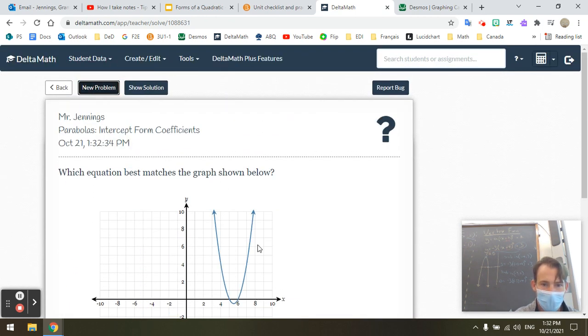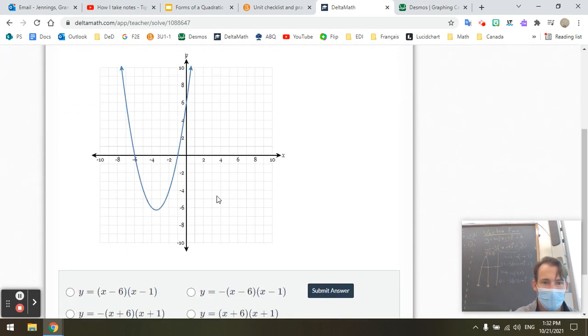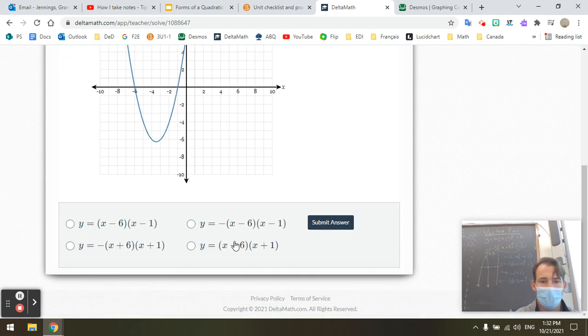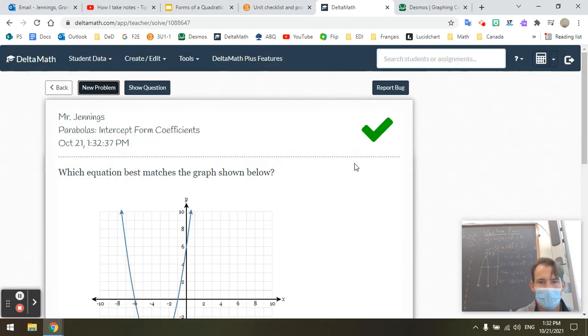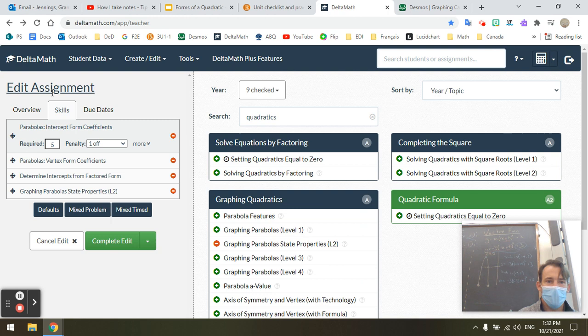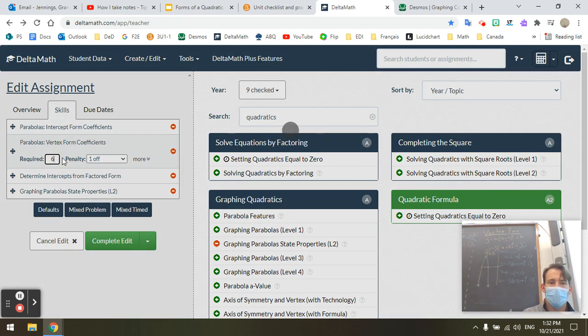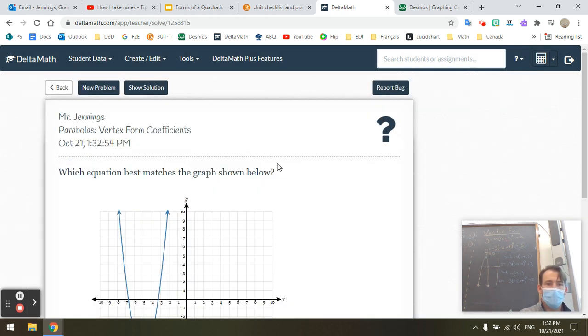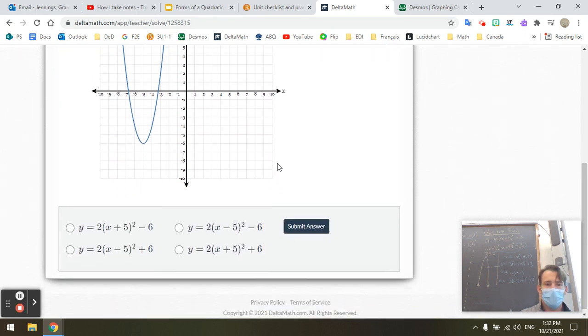Let's look at one more example. Good, one that opens upwards. But I want one where the roots are farther away. There we go. So here you go, -6, -1. So I'm looking for this one, +6, +1. This parabola opens upwards. That's it. Submit answer, yes. Yay! Okay, now the next type of information that we're looking for is vertex form coefficients.